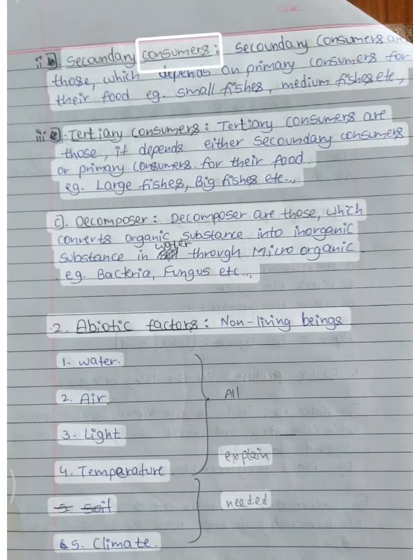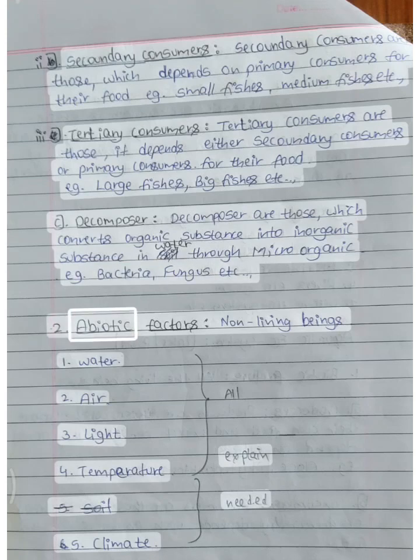Secondary consumers are those which depend on primary consumers for their food, e.g., small fishes, medium fishes, etc. Tertiary consumers are those which depend on either secondary consumers or primary consumers for their food, e.g., large fishes, big fishes, etc. Decomposers are those which convert organic substance into inorganic substance through microorganisms in water, e.g., bacteria, fungus, etc.